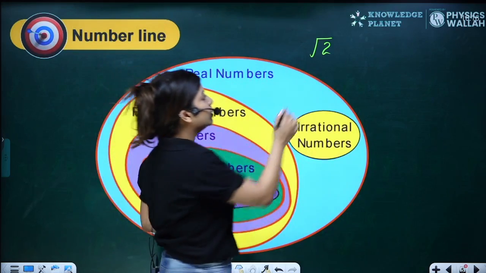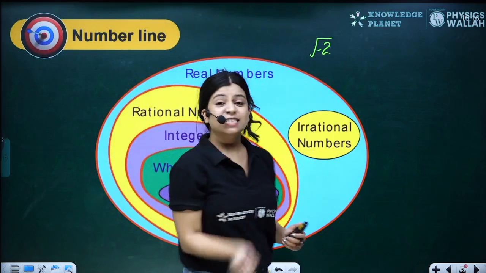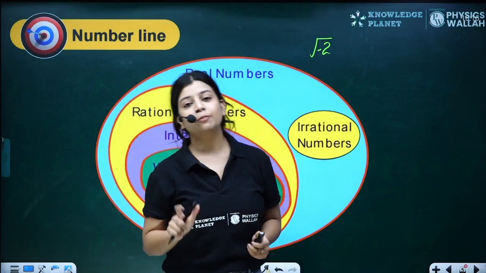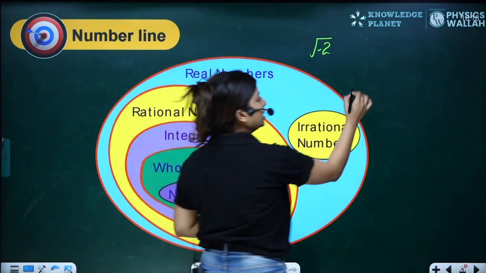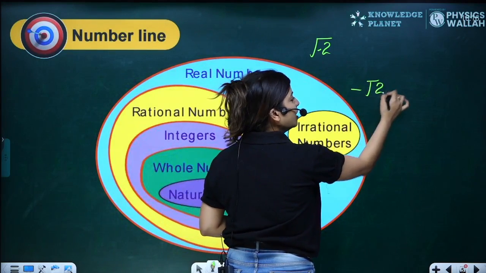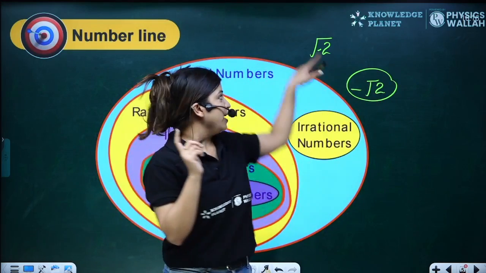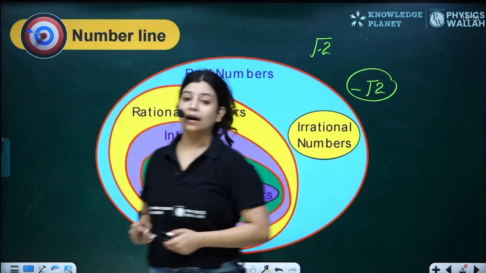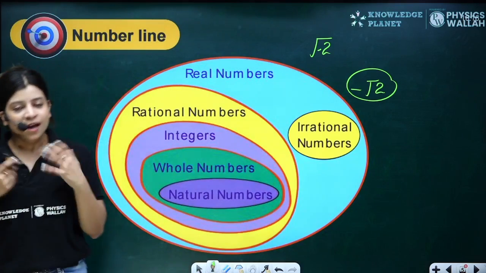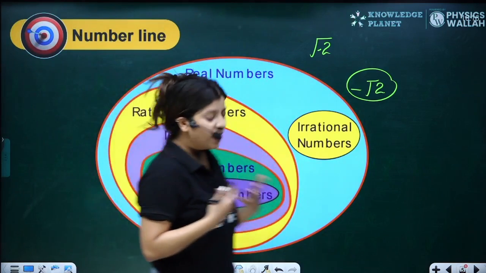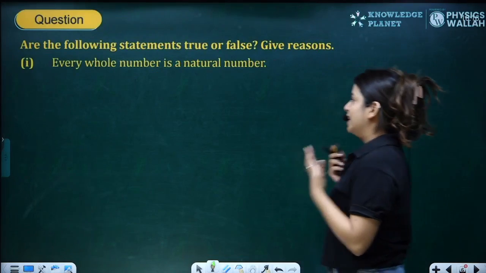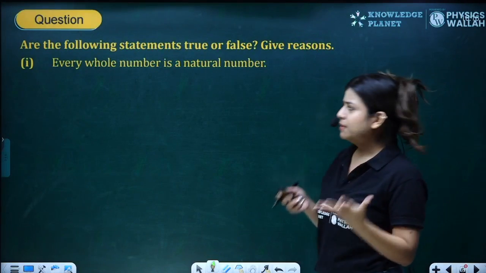But when I introduce a negative sign inside the under root, that becomes an imaginary number, right? Minus root 2 is again a real number because the negative is outside the under root. But when we have a negative inside the under root, that is known as an imaginary number. You will be learning about imaginary numbers in higher standards. All right, so let's see how these numbers are interrelated.